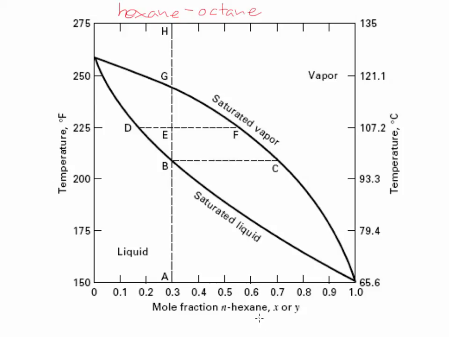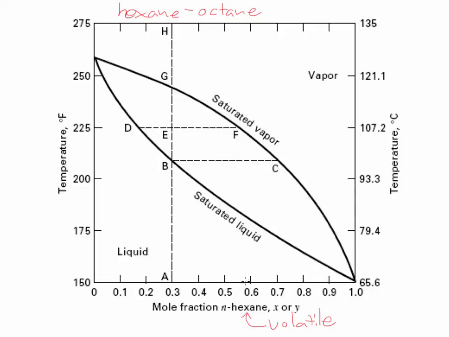And everything is plotted on the x-axis in terms of hexane composition, because hexane is the more volatile species. So as we have with the methanol water system, we plot in terms of the more volatile species. And then, of course, since it's a binary system, we know the composition of the less volatile species, octane, simply by subtracting the composition of the more volatile species from 1. All right, that leaves us the remaining binary species.